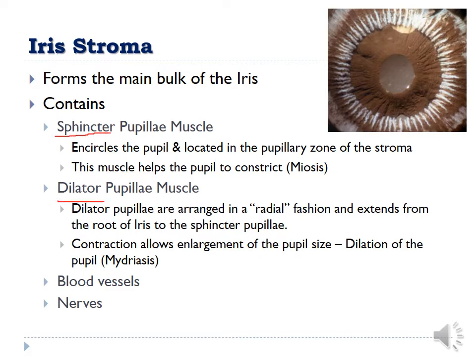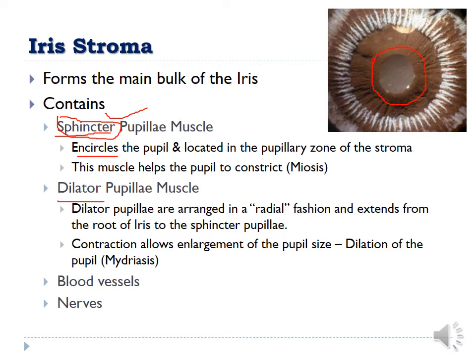Okay, so from the name itself we can see that this is dilator pupillae muscle that is helping the pupil to dilate. So first we'll discuss about the sphincter pupillae muscle. Try to remember that. You have to learn the spelling of these muscles' names. So what is sphincter pupillae? It encircles the pupil. Encircle means to make a circle around the pupil. So your sphincter pupillae will be here, in the pupillary zone.